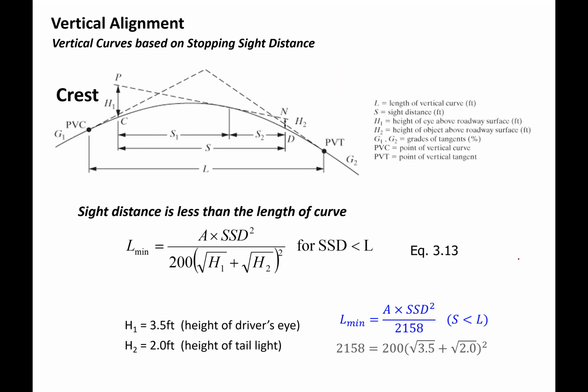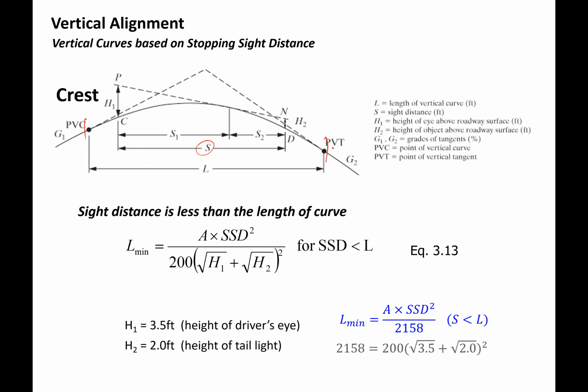So integrating that into our equations for vertical curves, we have the first case where our stopping sight distance is less than L. So that is here that the stopping sight distance is happening entirely within the point of vertical curve and point of vertical tangent. So all of the stopping sight distance is contained within the confines of the curve.